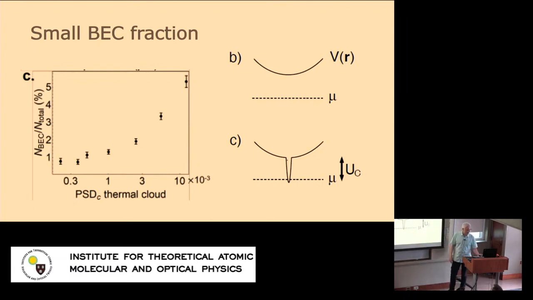And we think that this is what is going on. If you measure, for instance, the fraction of atoms in this small cloud, we see up to 5%. That also scales with the phase space density of the thermal cloud. So the closer to the threshold the thermal cloud is, the more atoms we see in this little condensate.